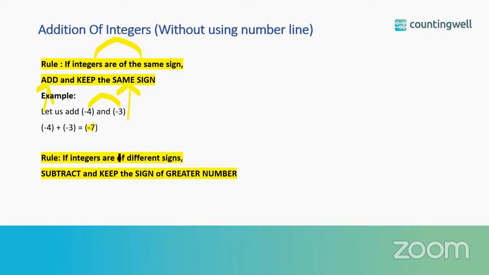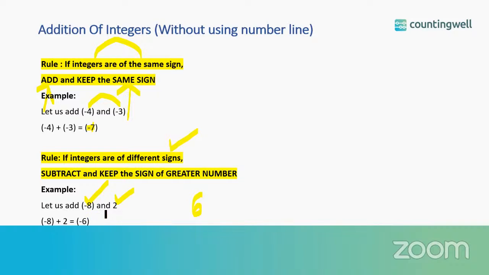What if the integers are of different sign? We have to subtract and keep the sign of greater number. So for example, here we have one positive integer and one negative integer. So we have minus 8 and 2. Just subtract 2 from 8, you will get 6. What is greater number here? Minus 8 and 2. So you can see 8 is greater than 2.